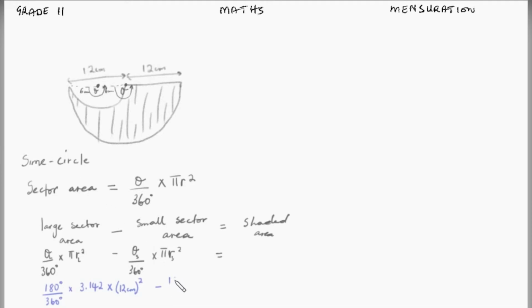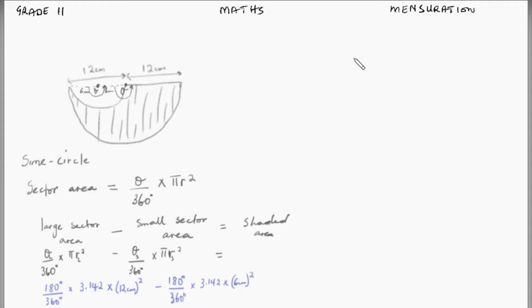180 degrees over 360 degrees times pi times radius, and the radius of that small sector is 6 centimeters. So we square this. All right.